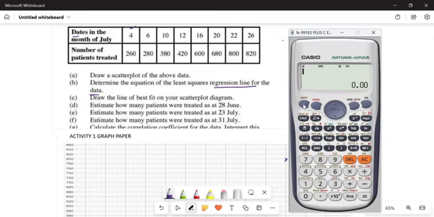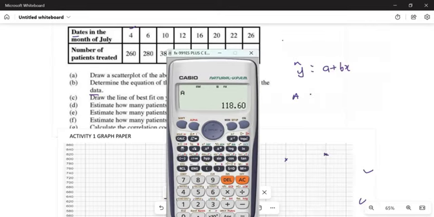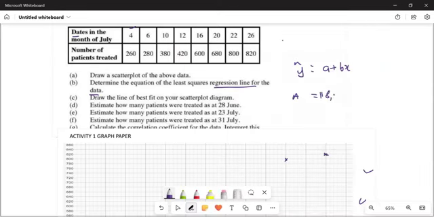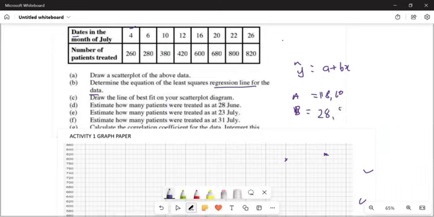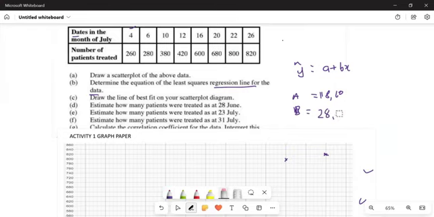Let's go and check. We press shift and then we press 1 again. And then we go to option number 5, which is reg. And then we press A equals to. It says our A is going to be 118.60 like this. And then we go to B. What is our B? Okay, we press shift 1 again. And then we go to reg and then we press 2 equals to again. It gives us 28.37.